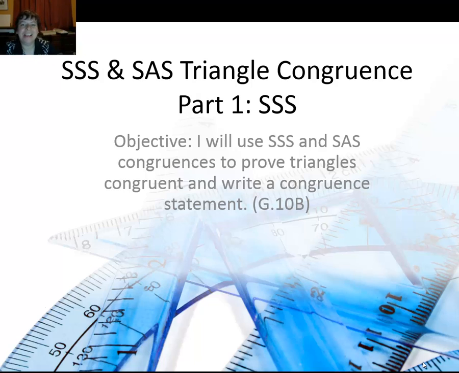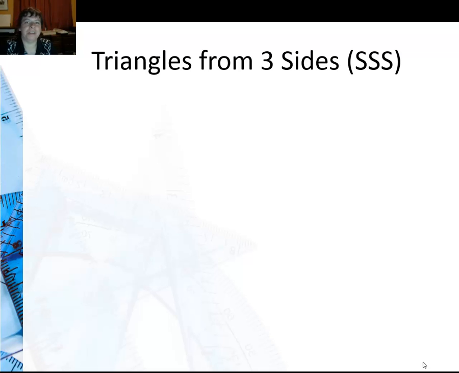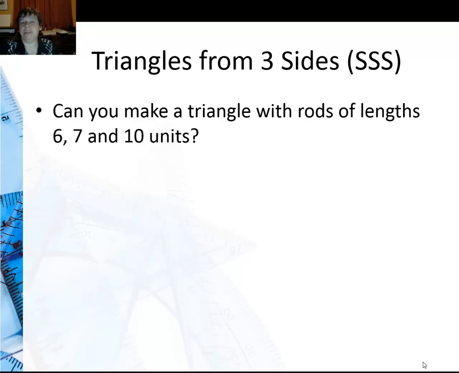Postulate, postulate. So we'll be talking about some postulates today: side, side, side, and side, angle, side, triangle congruence postulates. So let's say I give you a triangle with 3 sides, 6, 7, and 10 units. Can you actually, first of all, make a triangle?